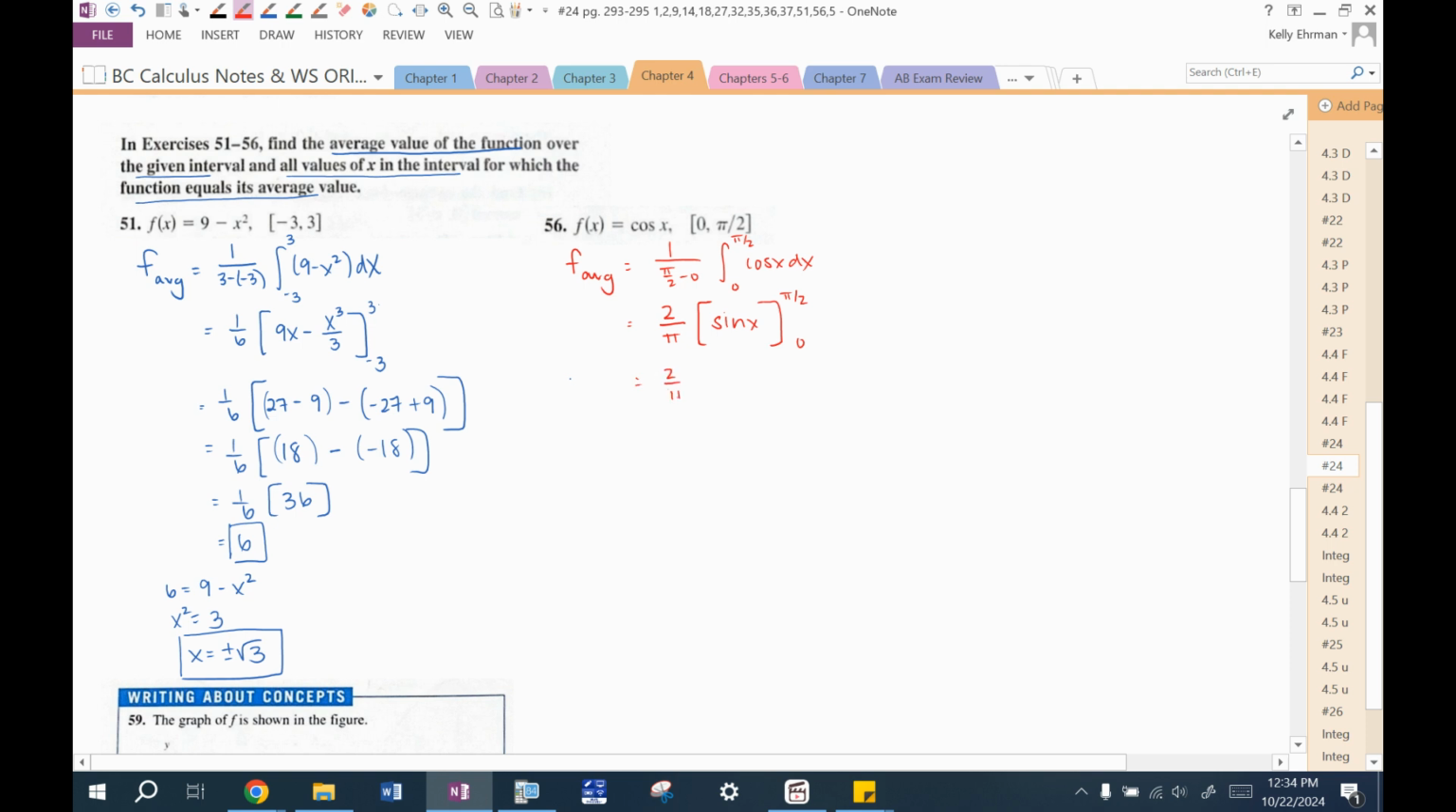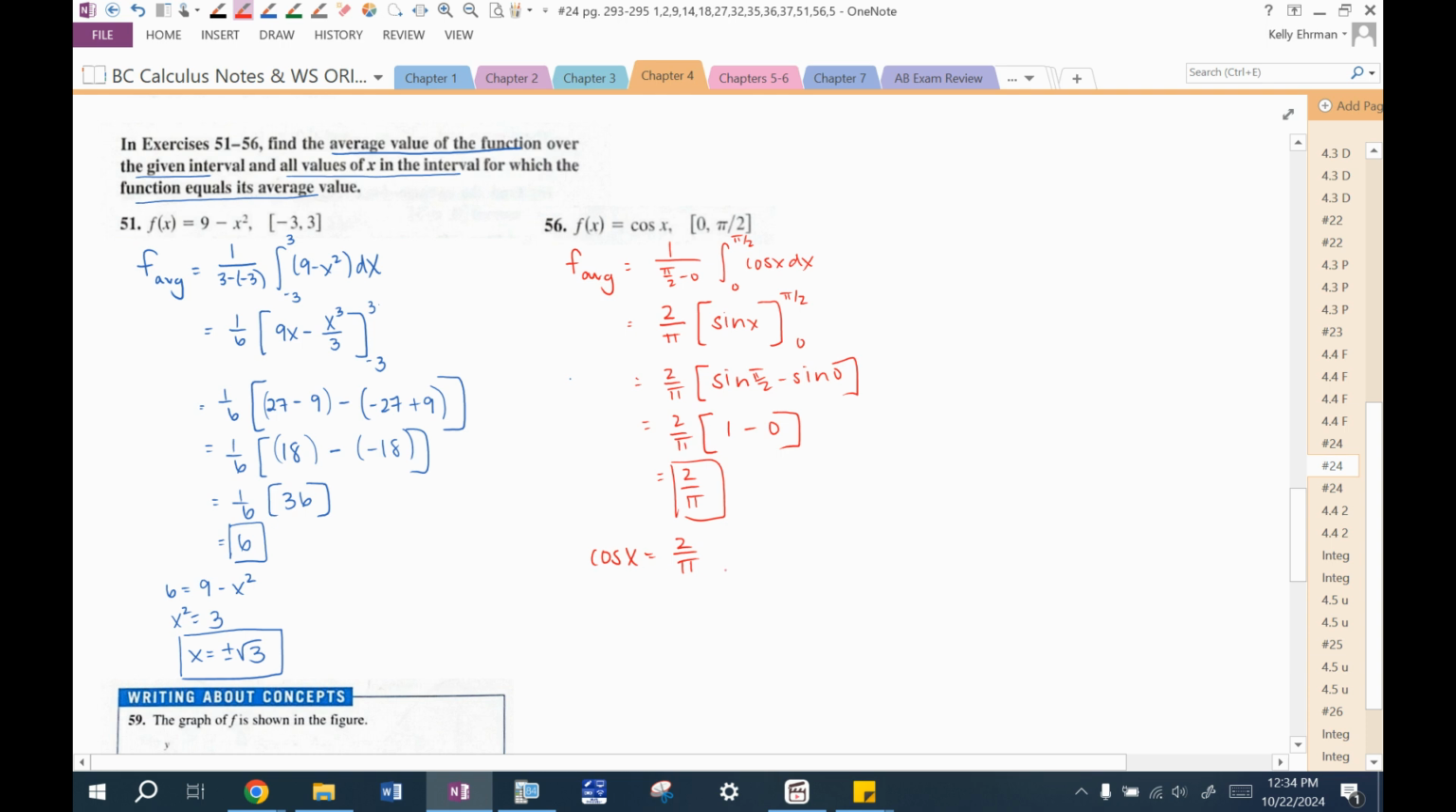So 2 over pi times the sine of pi over 2 minus the sine of 0. Sine of pi over 2 is 1. Sine of 0 is 0. So 2 over pi is my solution. That's the average value of f. So we're saying on this graph, the average y value is here. And then we're supposed to find when is cosine x equal to 2 over pi.